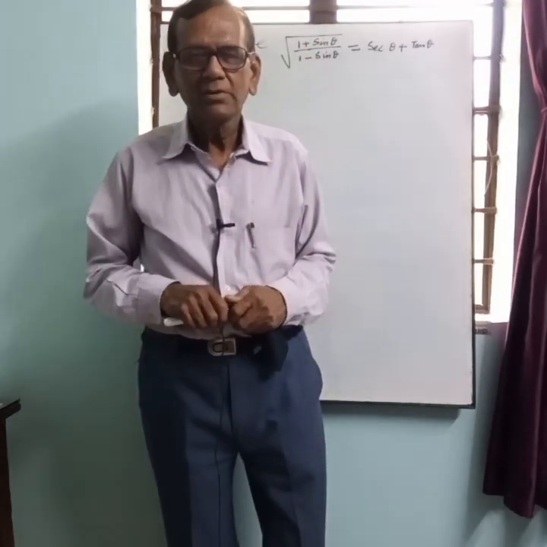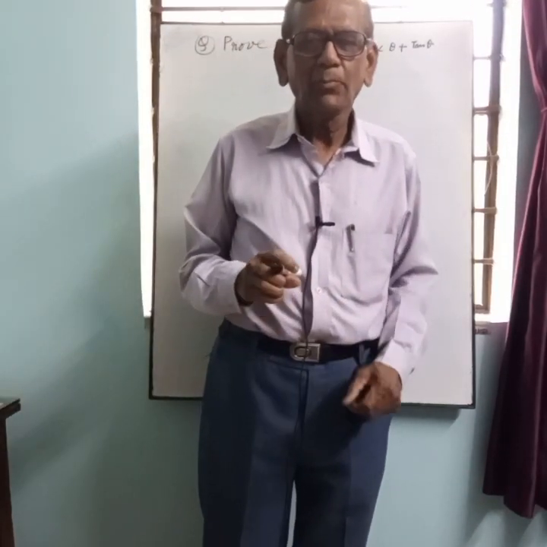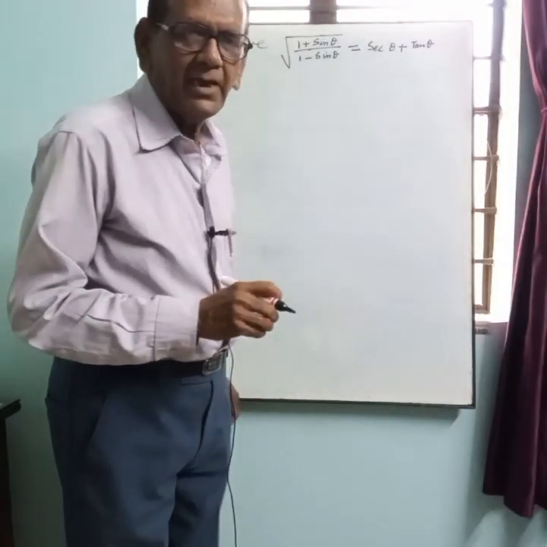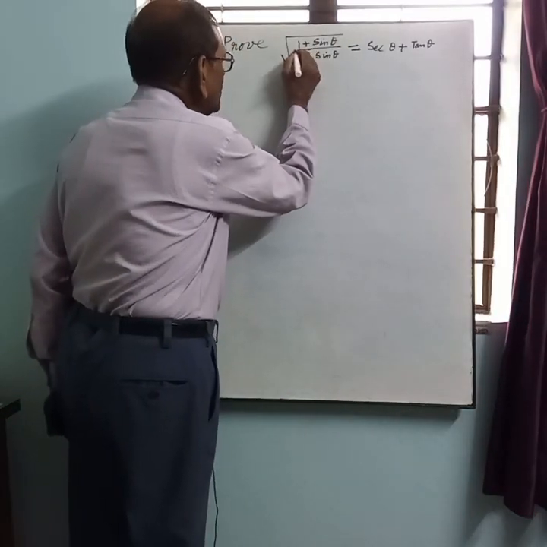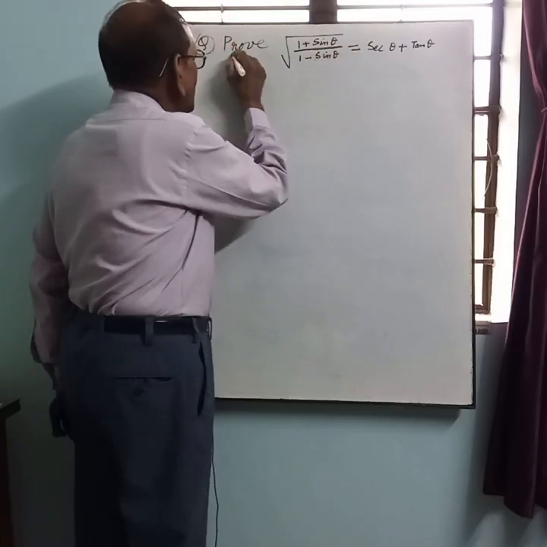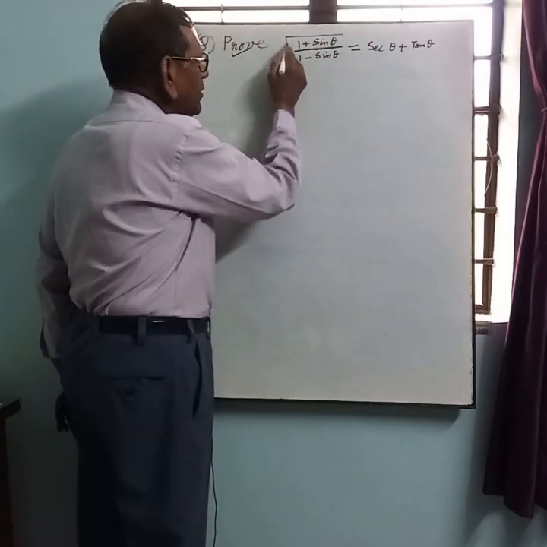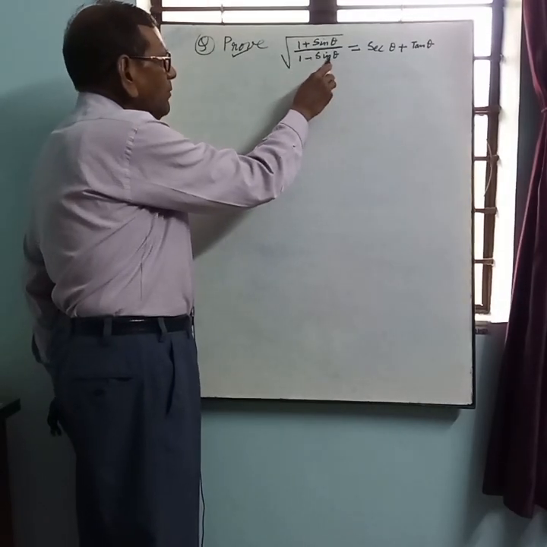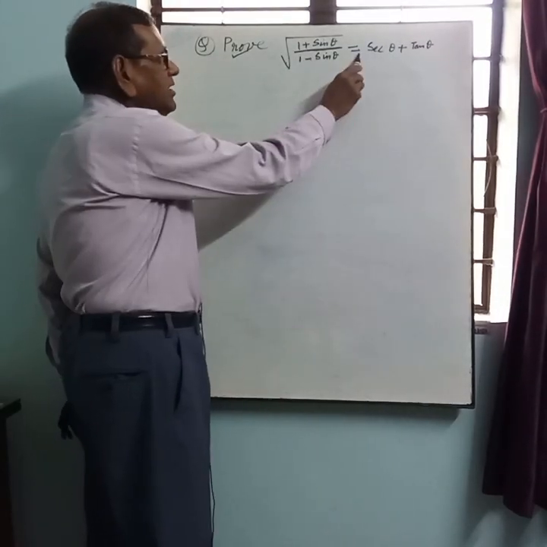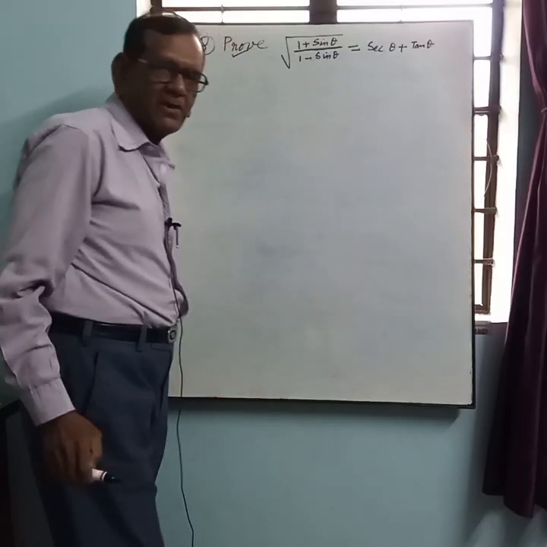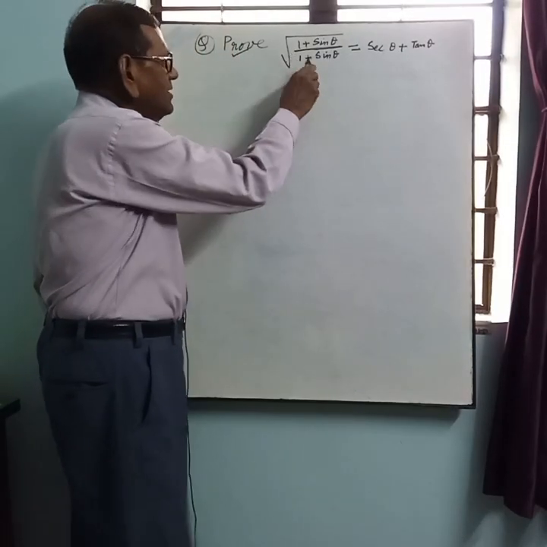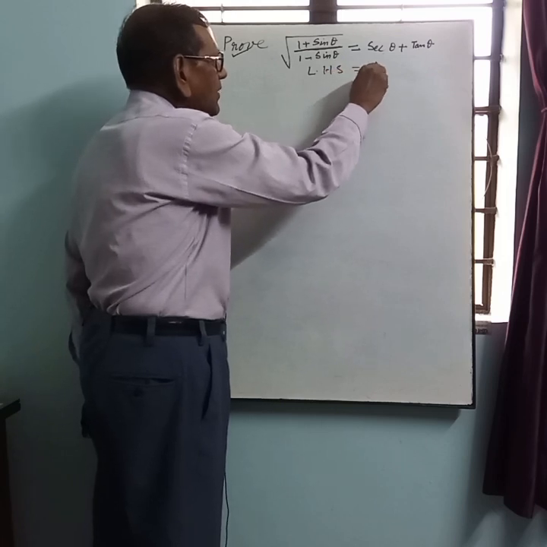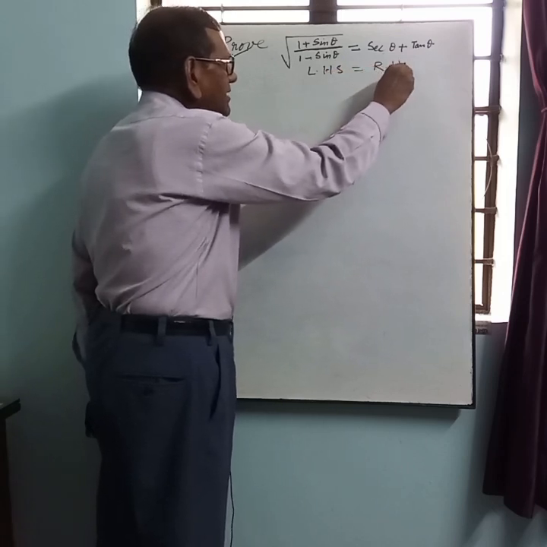Hello students, learn today how to prove the trigonometrical identity. Here is the question to prove: prove that the square root of (1 plus sine theta divided by 1 minus sine theta) is equal to sec theta plus tan theta. This is called the left hand side, and you have to prove the right hand side.